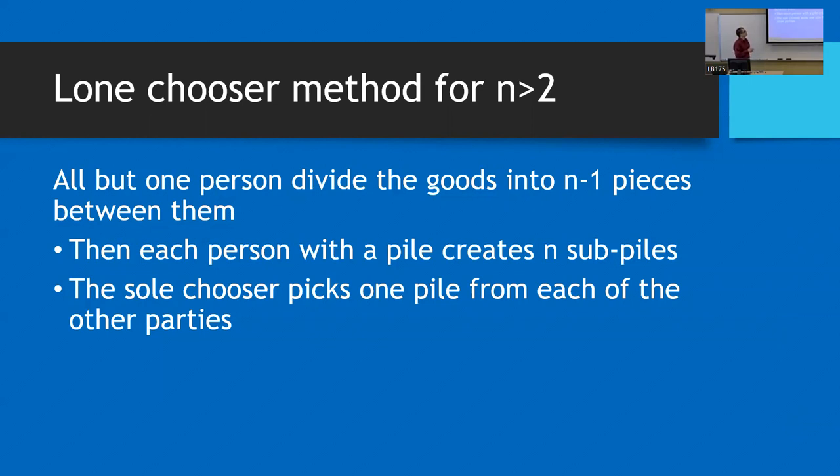There's also something called the lone chooser method. And the lone chooser method, excuse me, is this. Everybody does a divider chooser method, except for one person. Then we add one more person that we need to split the goods with. So these pirates walk up, four of them divvy out the treasure, and then they had forgotten about a fifth person. And the fifth person walks up and says, well, what about my treasure?